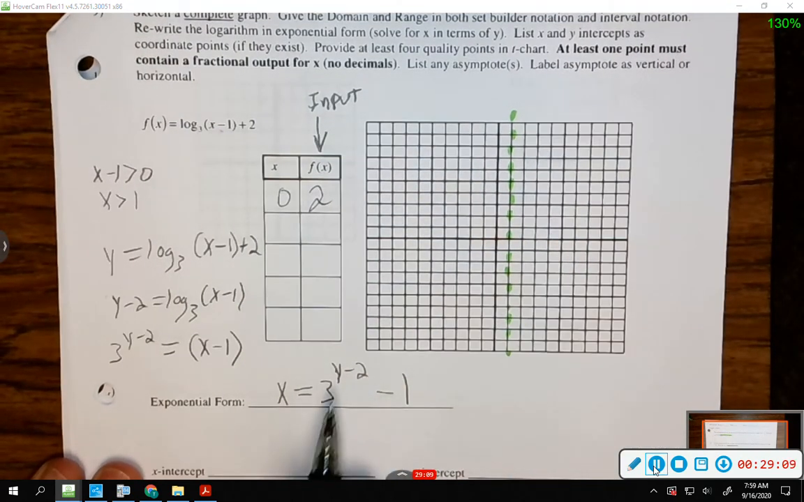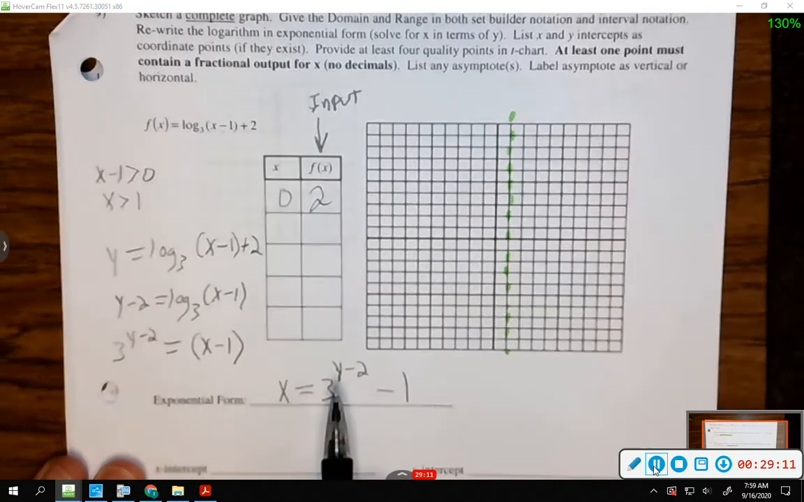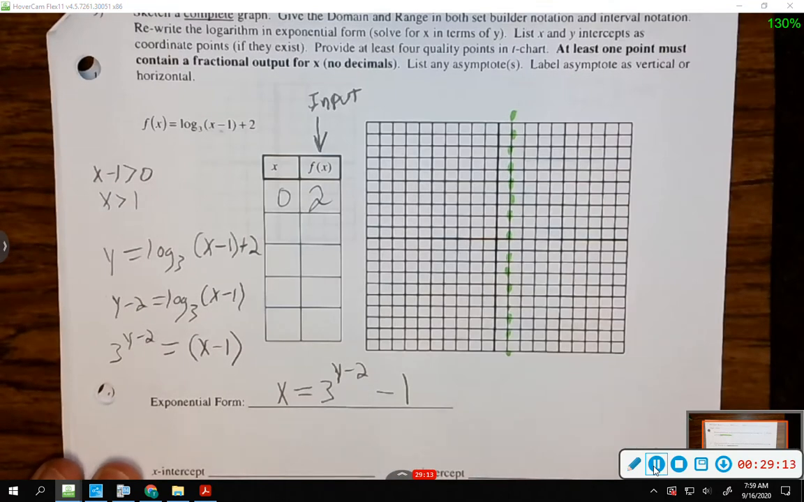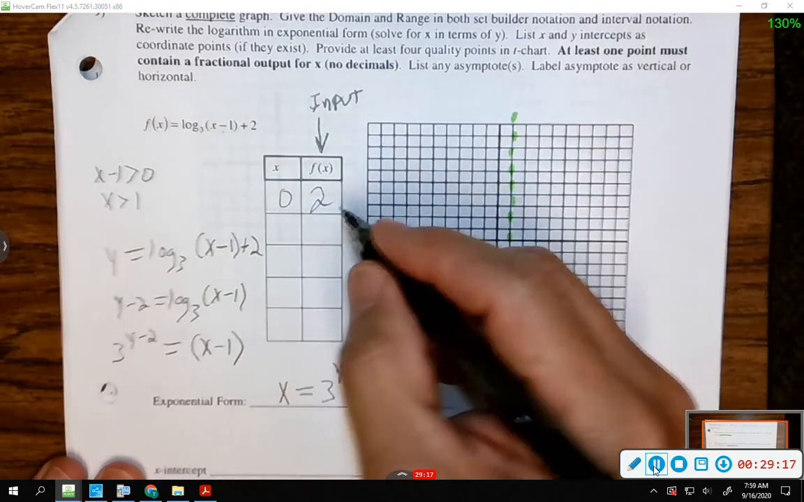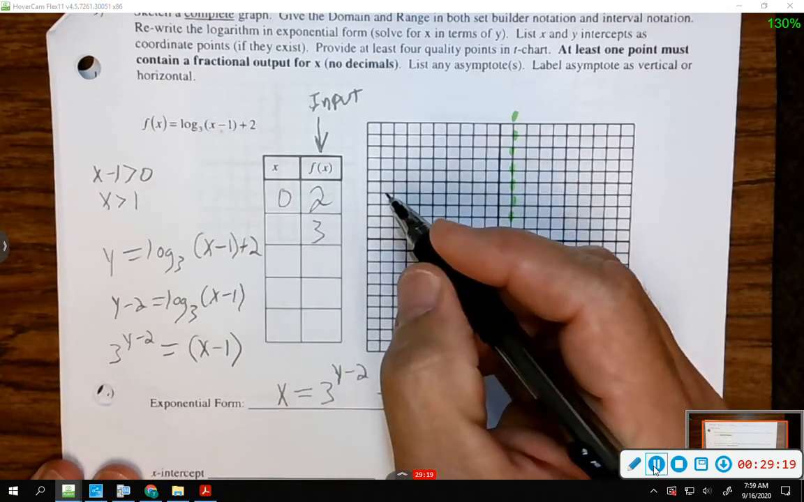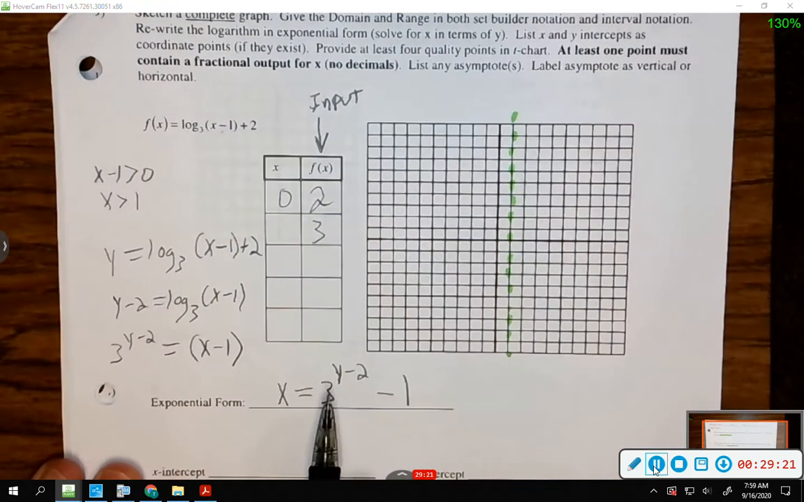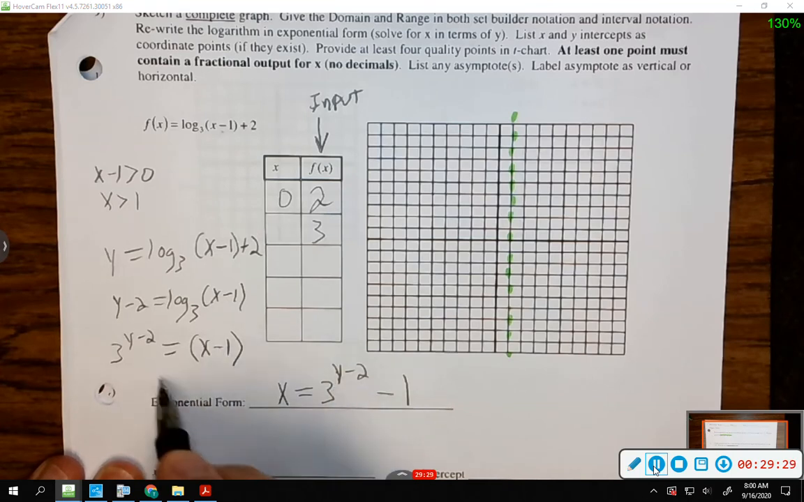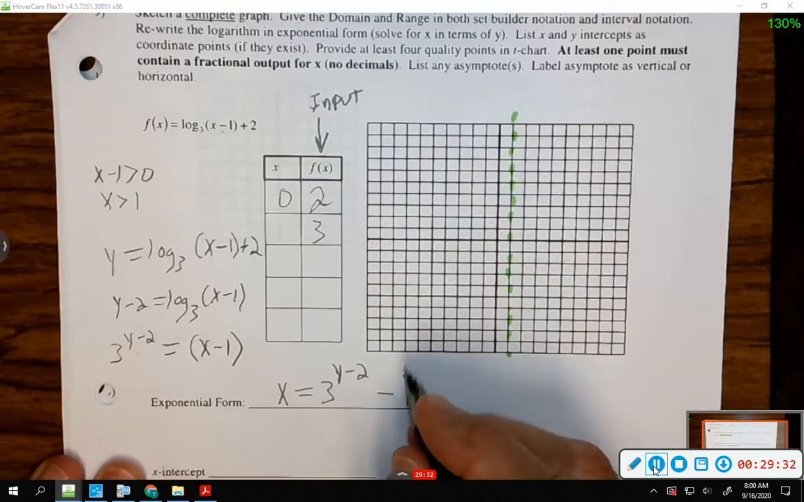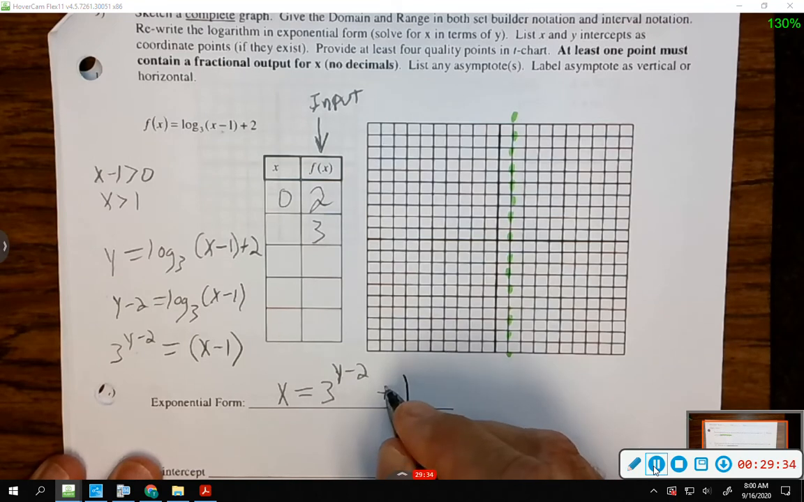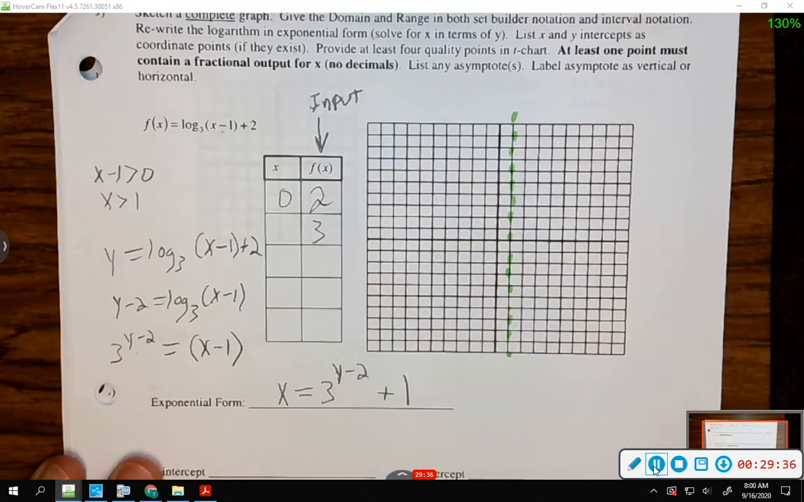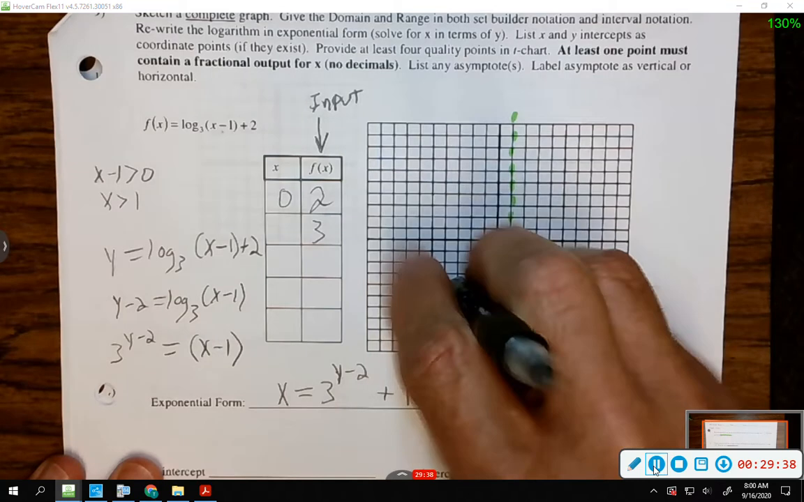So keep working to the right. 3 minus 2 is 1. 3 to the first power is 3. 3 minus 1 is 2. So if I plug in 3 for y, oops, notice I need to add this 1 to the other side. That would be a problem. Add 1 to the other side. So it looks like this. So let's go back.